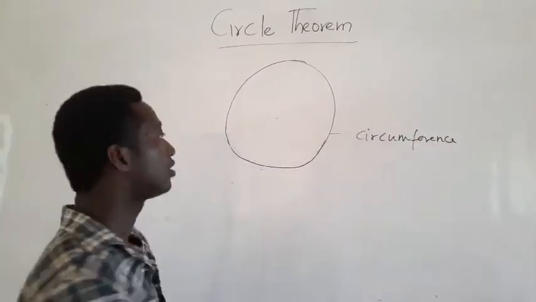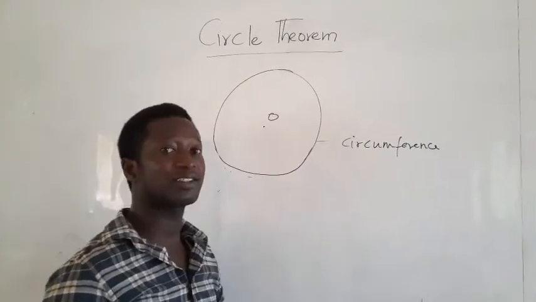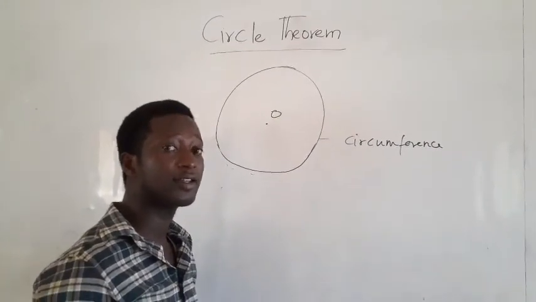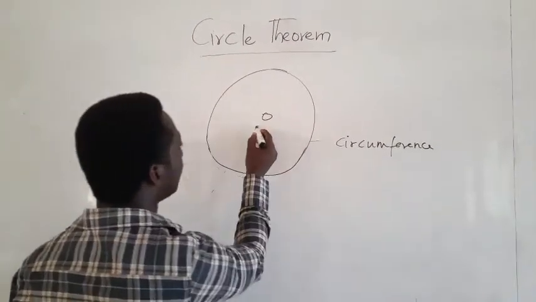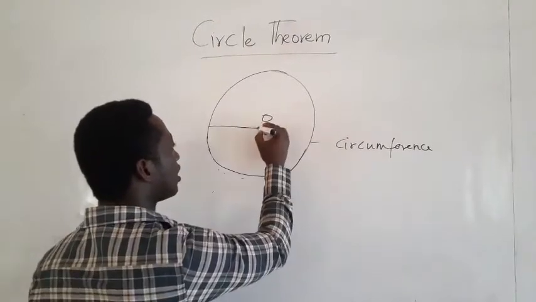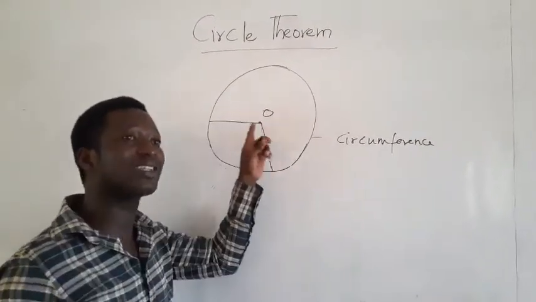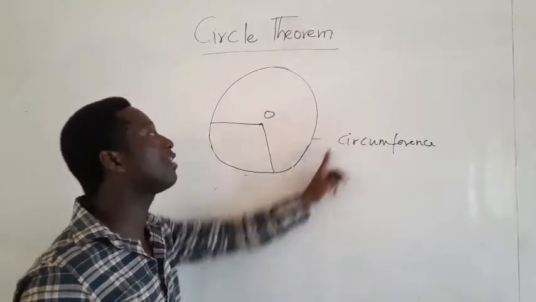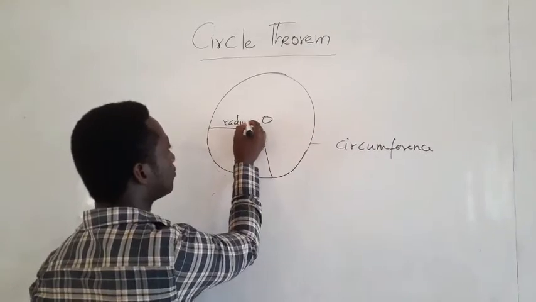So don't worry. So if here is a circle, let's say O, then a line drawn from the center of the circle to touch any part of this circumference is said to be the radius. So if I draw a line from here to touch here, this is the radius. If I draw a line from here to touch here, this is the radius, because I am drawing a line from the center of the circle to touch any part of the circumference. That is the radius.